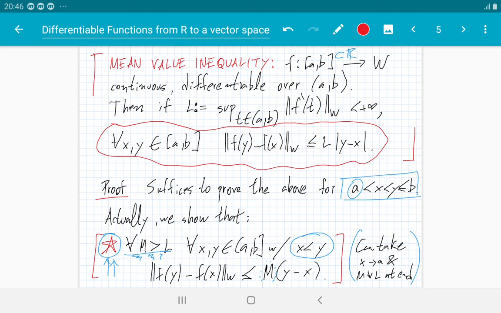Okay. Thank you very much. In the next video, we're going to be seeing how you integrate vector-valued functions. The domain is still going to be an interval of the real line. And we're going to prove a version of the fundamental theorem of calculus for these spaces.